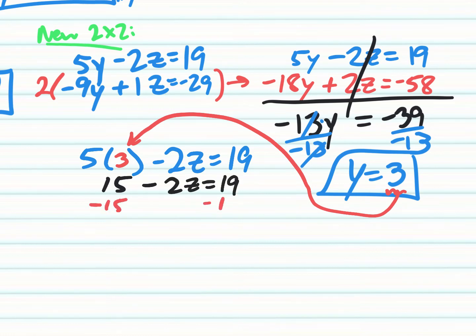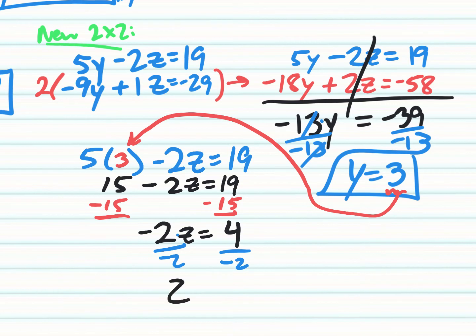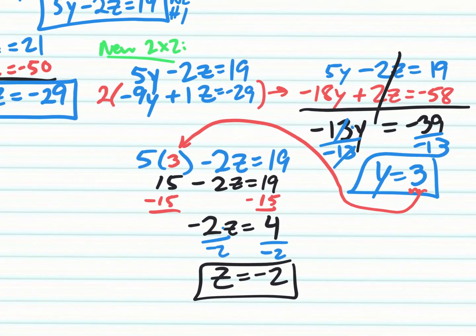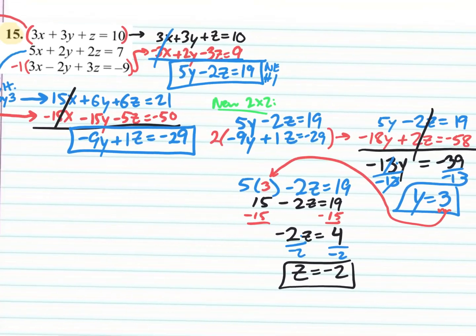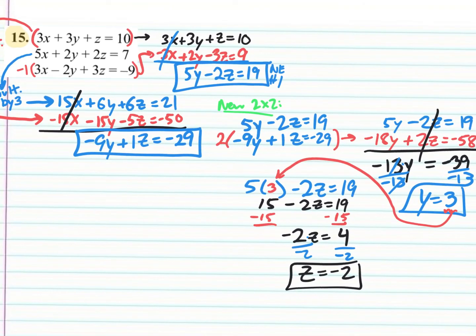Subtract 15, subtract 15. You'll end up with negative 2z equaling 4. Final step would be to divide by negative 2. Divide by negative 2, giving you z equals negative 2. So we have our answers to the 2 by 2. And if you were following those steps on that piece of paper, you would substitute both of those answers back into any original equation. Which one do you guys like to use, the top, the middle, or the bottom?